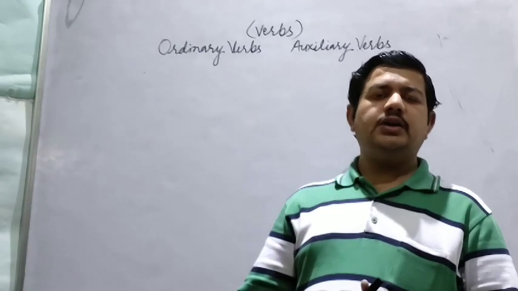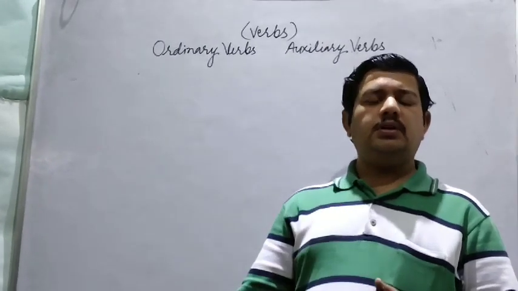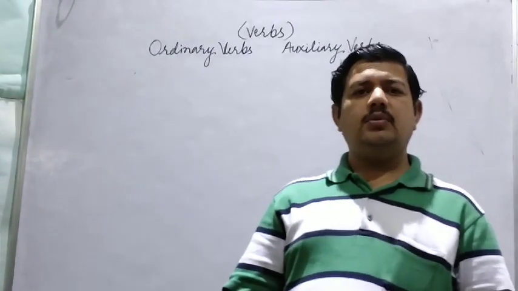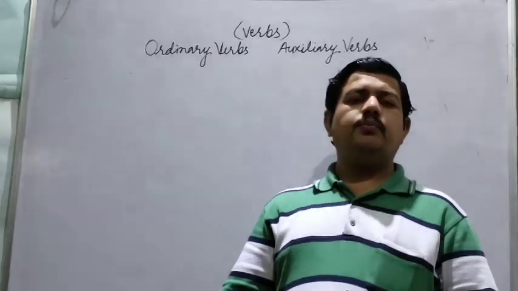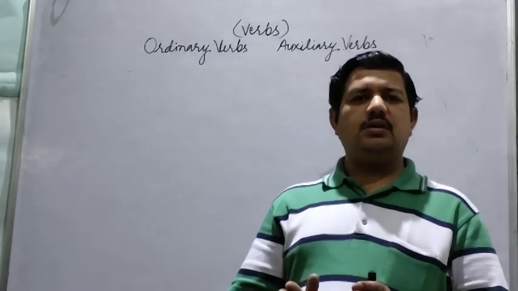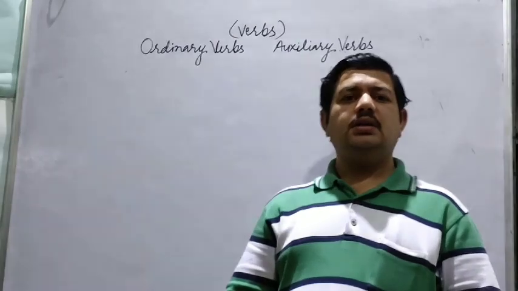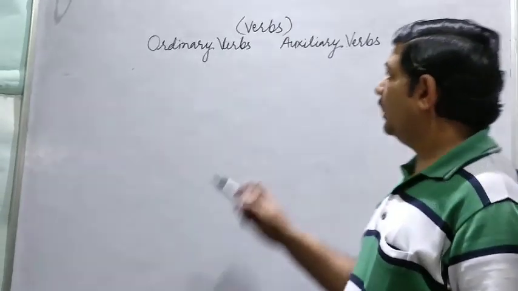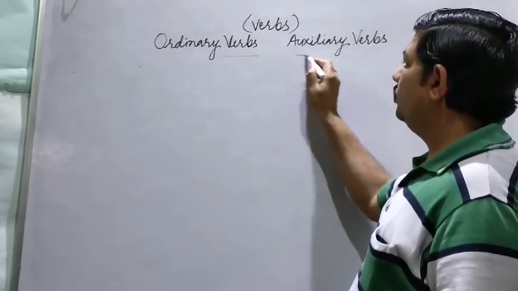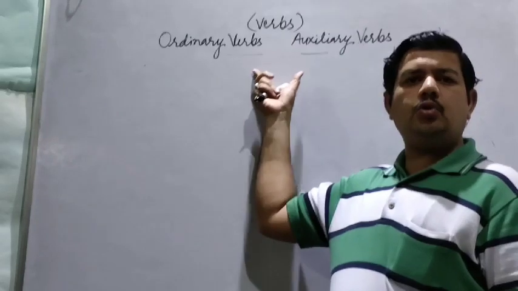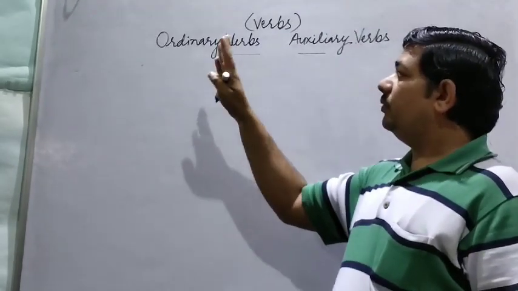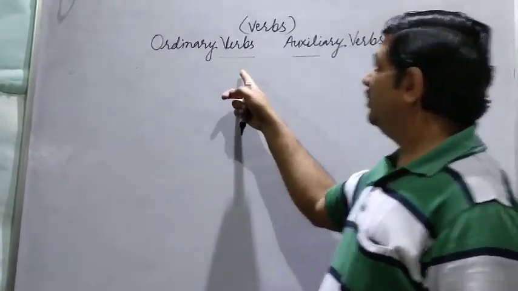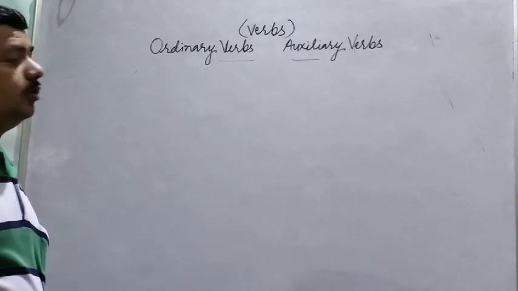Okay, about finite I told you. The verb that changes according to subject, according to tense, that is a finite verb. And any verb that does not change according to the subject that is there in the sentence, that is a non-finite verb. Now the same finite verb is further divided into two parts. This is a very crucial thing that I am telling you, that finite verb is further divided into two major types, and these are ordinary verbs and auxiliary verbs.